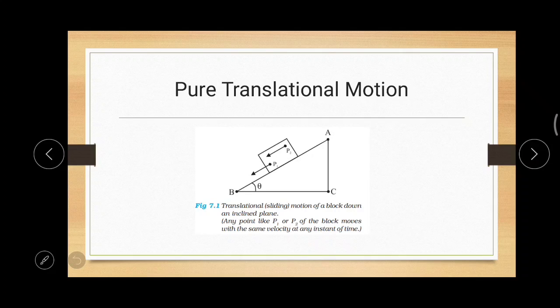Translational motion is also called sliding. Here the translational motion of a block is shown on an inclined plane, where you can see the particles P1 and P2 both have the same velocity. In linear or translational motion, the velocities of the particles in the system are equal, with the same magnitude and the same direction. But in the case of rolling motion or rotational motion, the velocity differs from point to point.